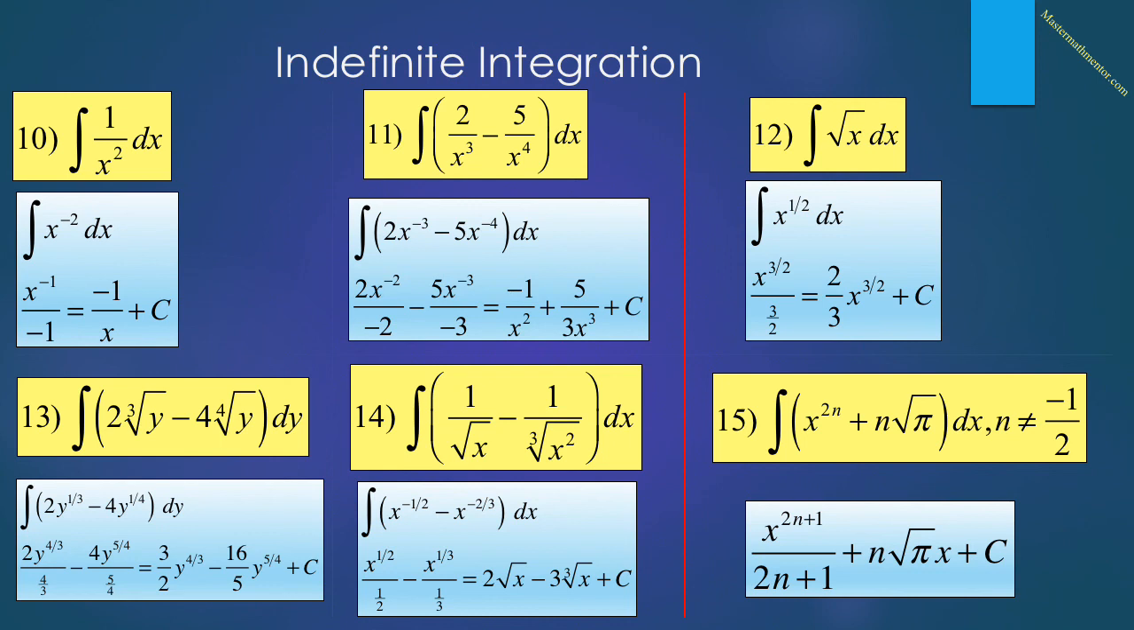Also realize that n is a constant. We don't know its value, but it is a constant. So this simply becomes, by the power rule, x to the 2n plus 1 over 2n plus 1 plus n square root of pi x, because n and square root of pi are simply constants. And we then add the constant of integration.